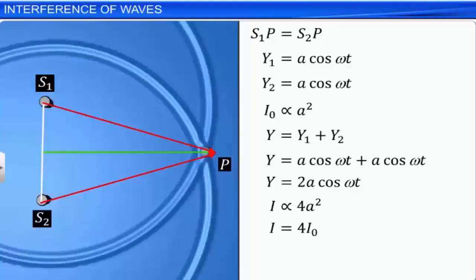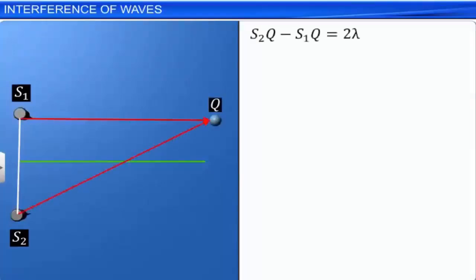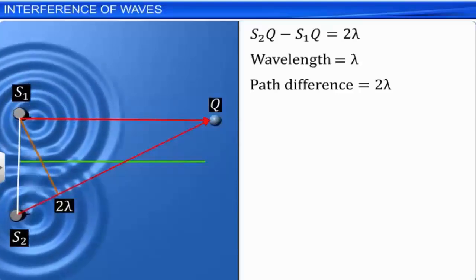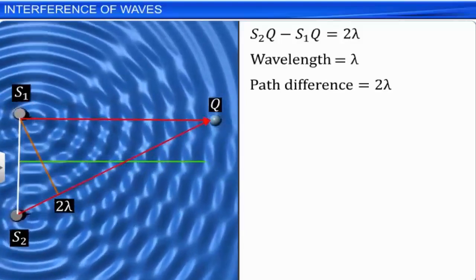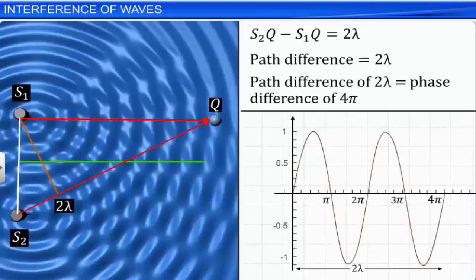Now consider a point Q such that S2Q minus S1Q is equal to 2 lambda, where lambda is the wavelength of the waves. Here, 2 lambda is the difference in the distance travelled by the waves to reach the point Q and is known as the path difference. The waves from S2 will reach the point Q 2 cycles after the arrival of the waves from S1. Hence, the path difference of 2 lambda is equal to a phase difference of 4 pi, and the phase difference between the waves arriving at the point Q is equal to 4 pi.